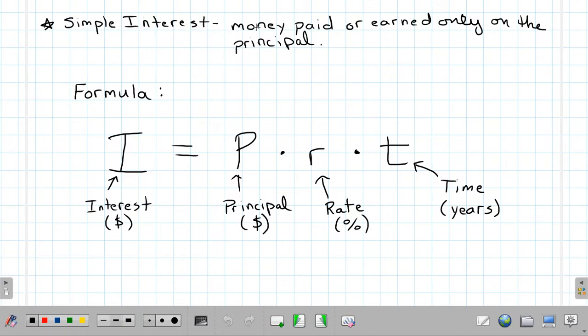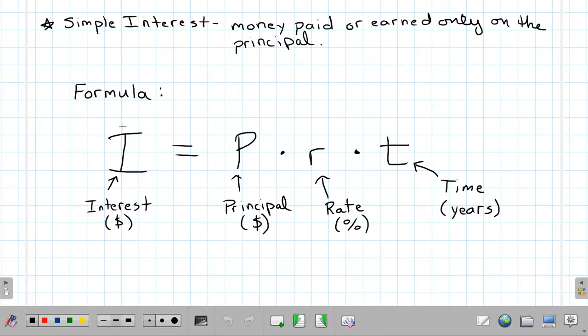Simple interest is the money paid or earned only on the principal, okay? So we're not worried about how much money you have after 5 years and then using that to calculate what you have after 10 years, or anything like that. All we're worried about is the principal, okay? So when we look at the formula, that's what we're calculating when we use this formula, simple interest.